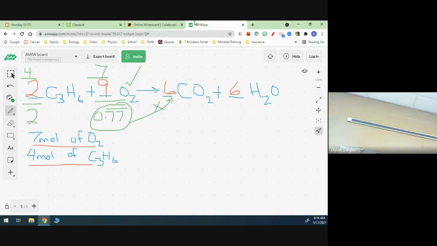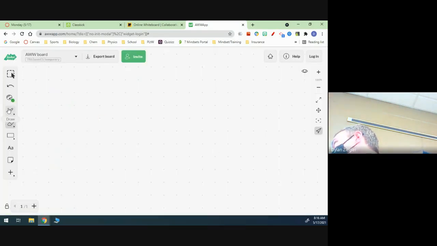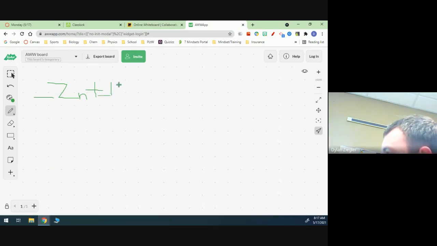All right, so that was question 1. So now, person who named the second most brands of shoes, you're up next. I'm going to give you an equation. You're going to have to balance and find the limiting reactant. Oopsies. Got my blank.